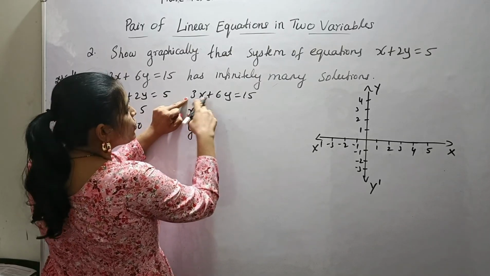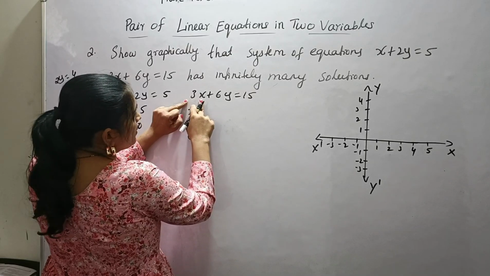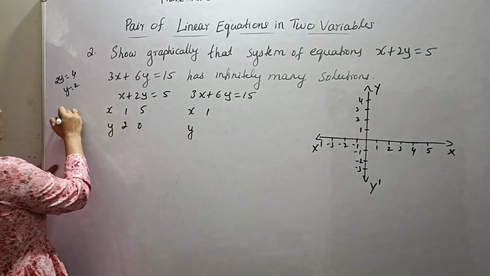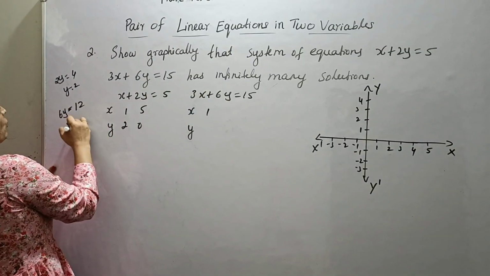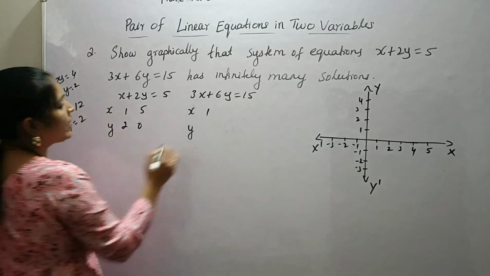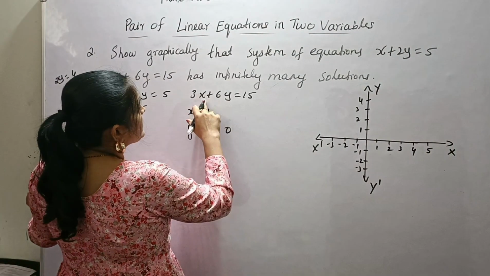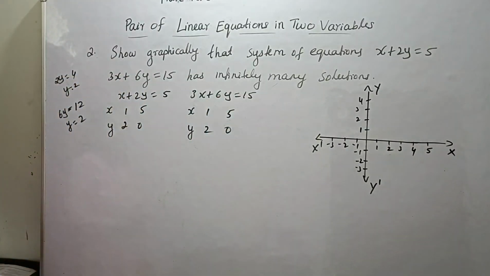For the second equation also, if we put x is equal to 0, we will get y a fraction. So put x is equal to 1. When x is equal to 1, 6y is equal to 15 minus 3, that is 12. So y is equal to 2. When y is equal to 0, x is equal to 5. Right? 3 5s are 15.